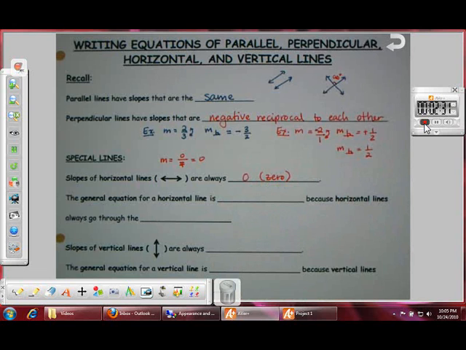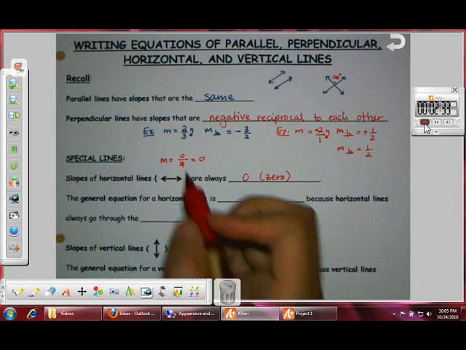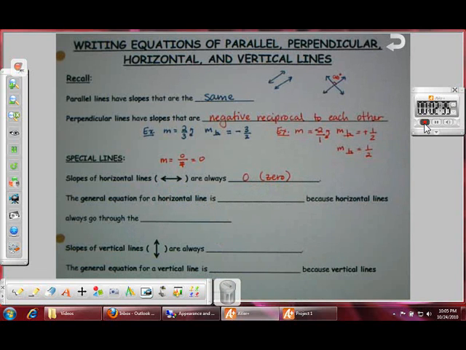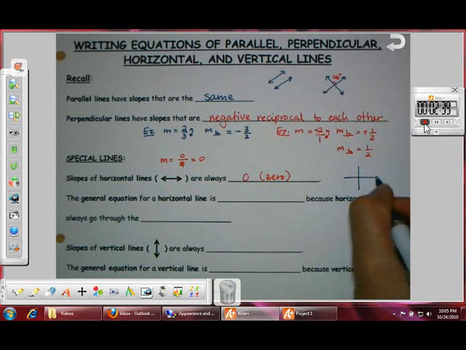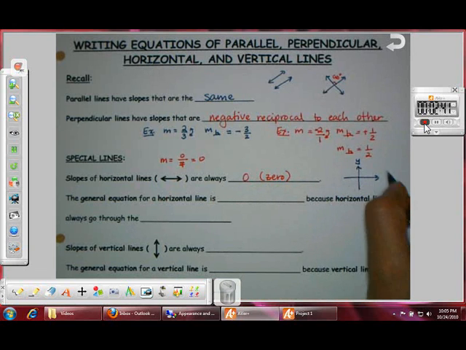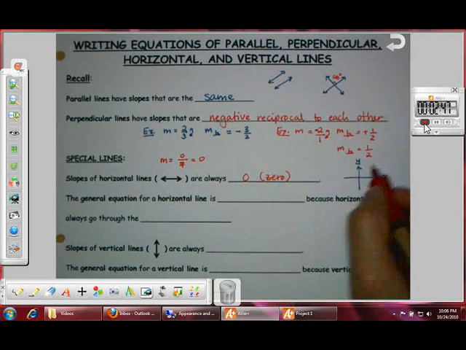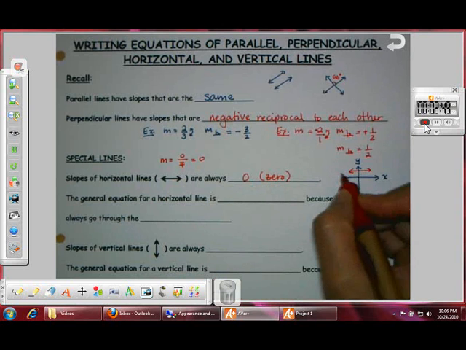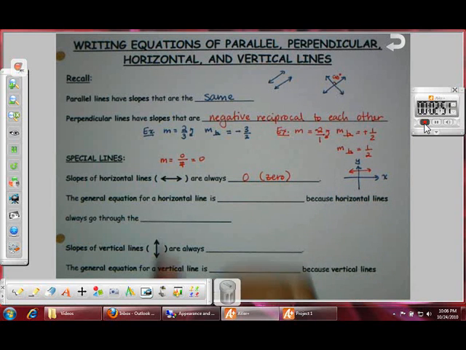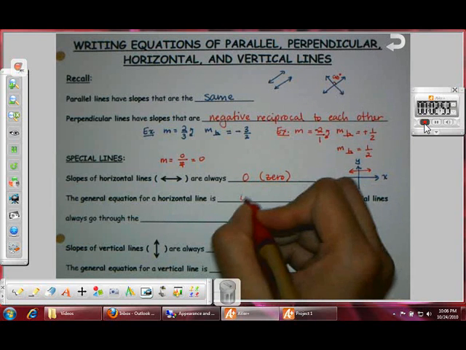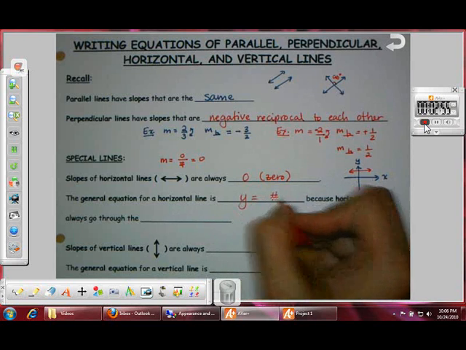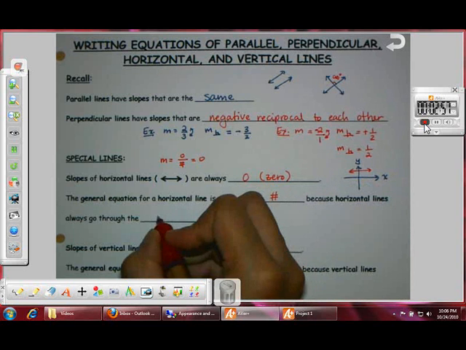The general equation of a horizontal line. Let's have a look at the Cartesian plane. This is your y-axis, this is your x-axis. The horizontal line goes through this way, so it will cross your y-axis. Therefore, the equation of the line takes the form y equals whatever the number is that crosses the y-axis.